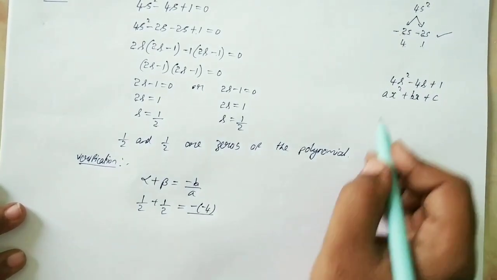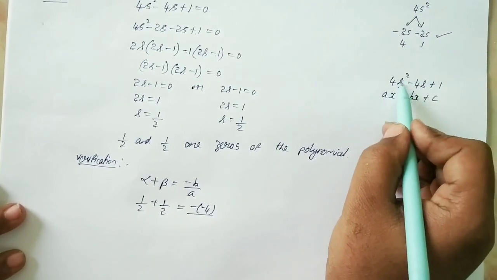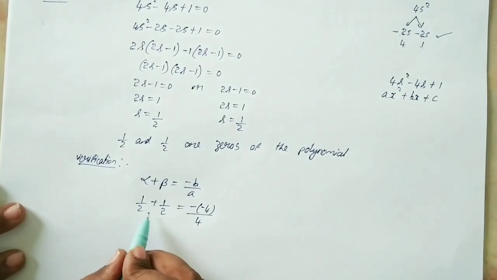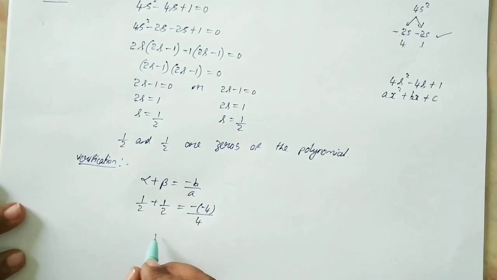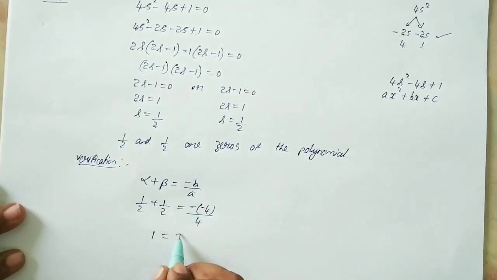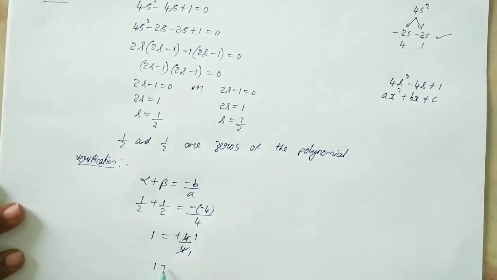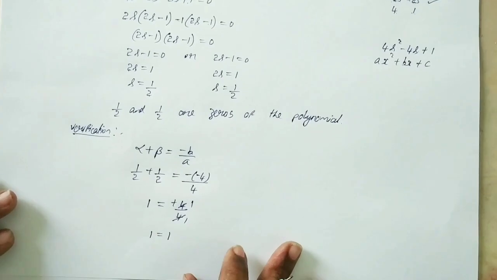-4, a. What is a here? Coefficient of x square. So what is the coefficient of x square here? 4. So 1 by 2 plus 1 by 2 will get 1, right? Is equal to minus into minus plus 4 divided by 4. 4s cancel. So 1 is equal to 1. LHS is equal to RHS.